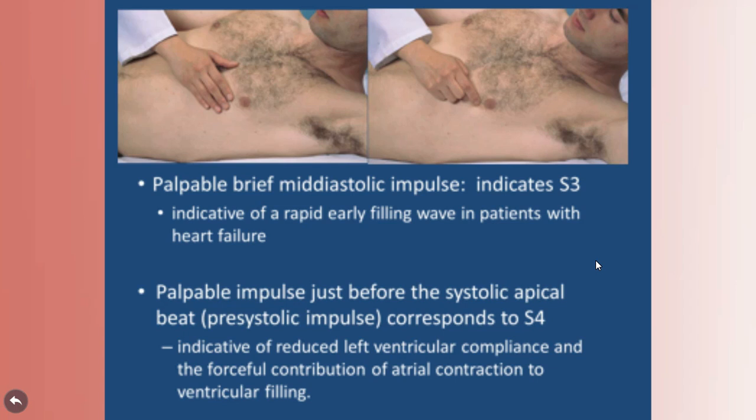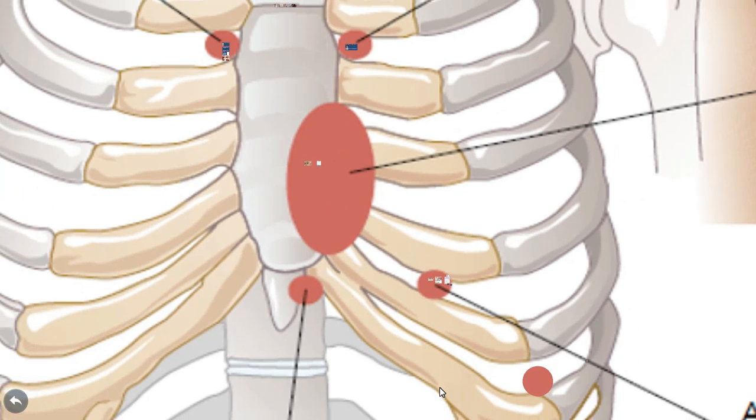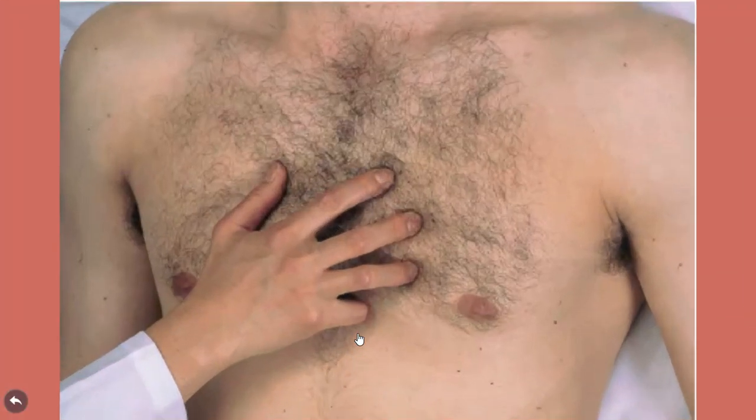Okay, on palpation, you can also appreciate the presence of a palpable brief diastolic impulse, which indicates an S3. Remember again, the S3 is due to the rapid early filling phase, in a patient with congestive heart failure. Or in a patient with a palpable S4, this is due to stiffness of the left ventricle. So it can be in a patient with aortic stenosis or in patients who are elderly. Okay, that can be appreciated on the apex area.